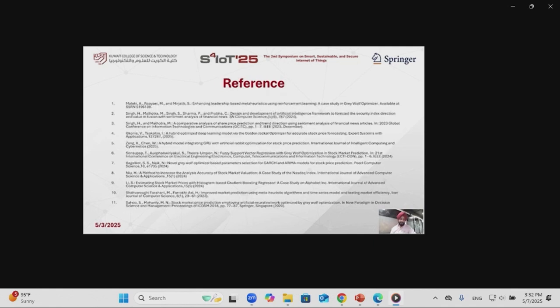And at last, these are the references from where we got the idea to build our framework with the Grey Wolf optimizer, using stock and index data. We are really thankful to all these researchers who did a very good job in the area of meta-heuristic algorithms. That's all. Thank you.